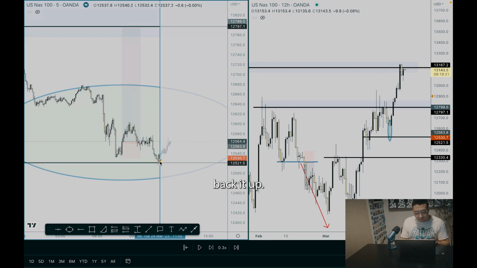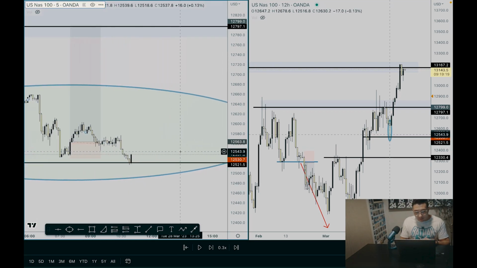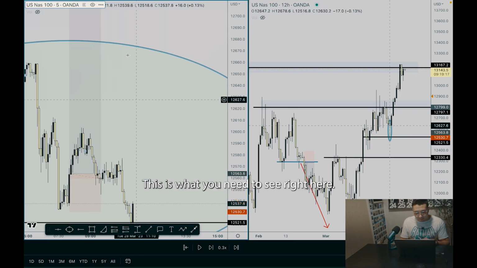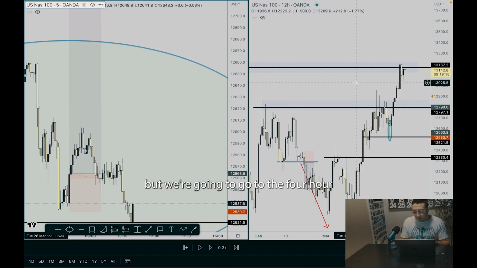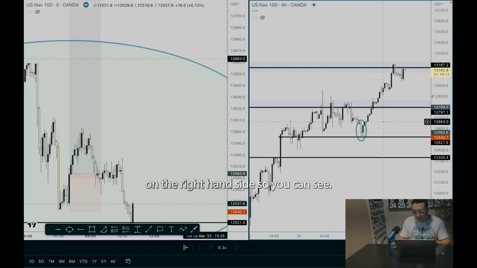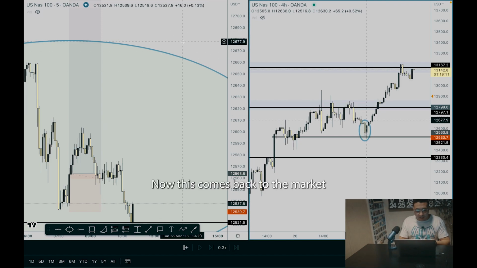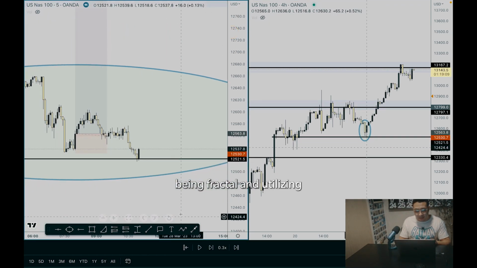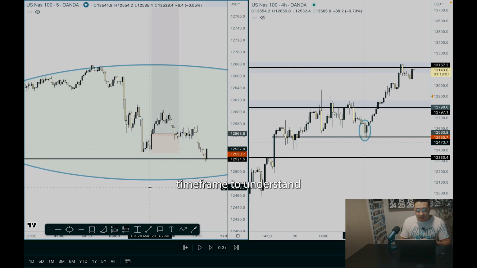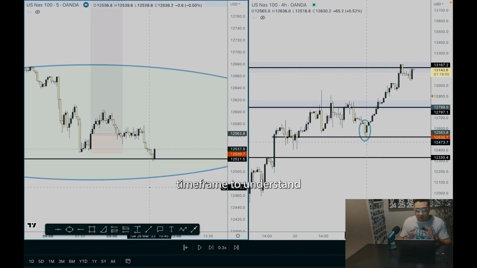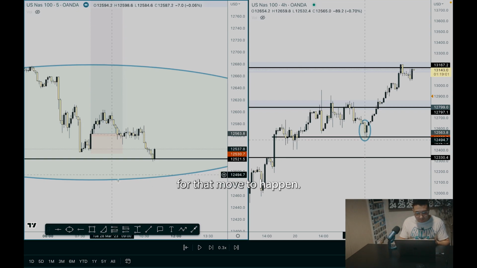Okay, so let's remove that. Let's back it up. This is what you need to see right here. Now I know this is the 5-minute, but we're going to go to the 4-hour on the right hand side so you can see. Now this comes back to the market being fractal and utilizing higher time frame and lower time frame to understand when price is lining up in order for that move to happen.